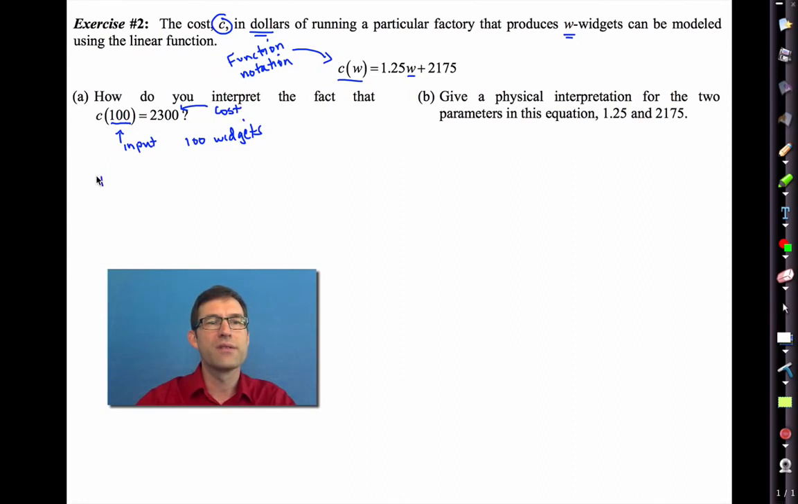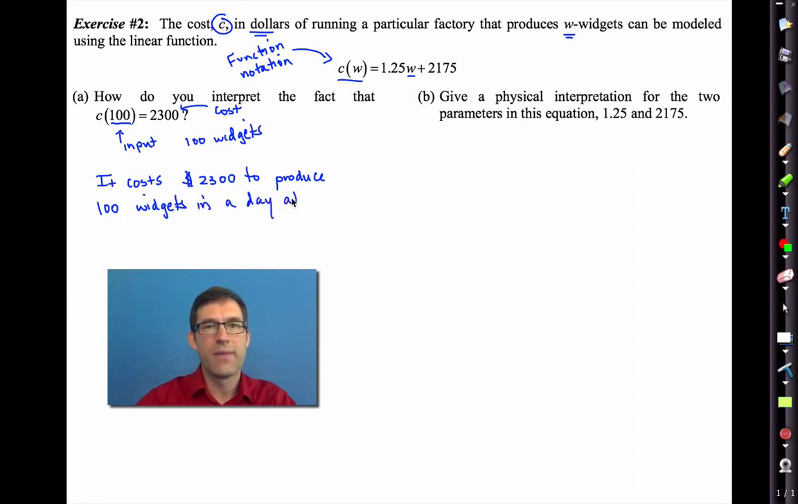So I would interpret it as the following. It costs $2,300 to produce 100 widgets in a day at this factory.